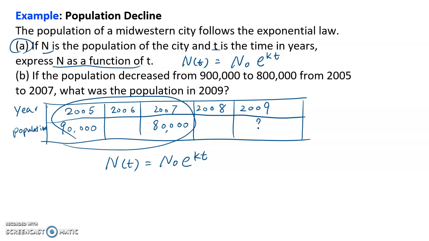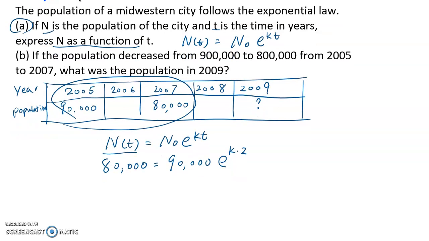What do we know here? First of all, we know the amount after time t is 80,000, right? The initial amount or initial population is 90,000 times e to the k, which is what we're looking for. And what is t here? From 2005 to 2007, it's 2 years, right? So 2 here. So now let's solve for k.